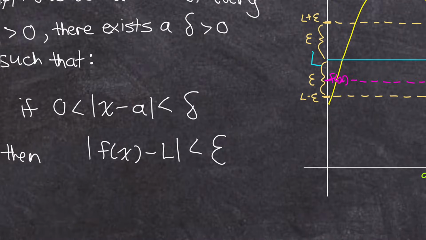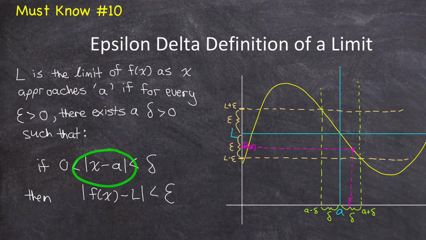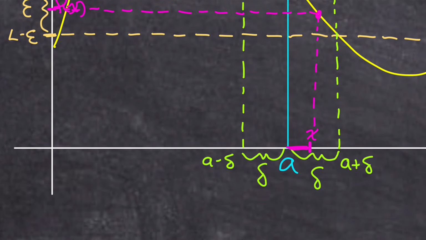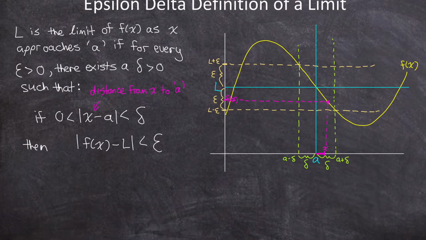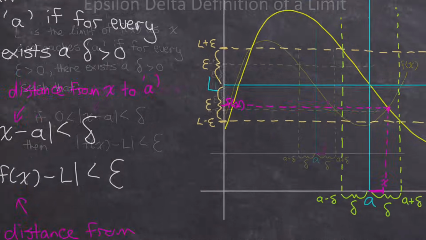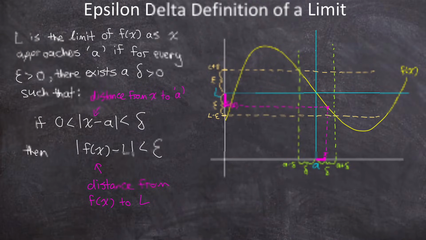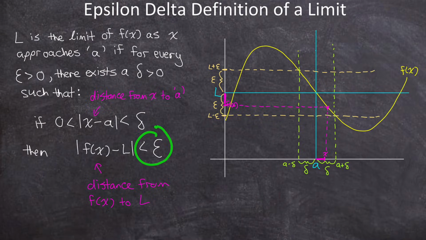And if we look back over to here, the magnitude of x minus a, we're going to interpret that as just the distance from x to a. And if I zoom in on the diagram, that distance from x to a would be this section right here. If that distance is bigger than 0, but less than delta, meaning we pick an x value somewhere within this interval, then we know for sure that the distance between f of x and L, which if I look at the diagram, would be this distance right here, we know that's going to be less than epsilon, meaning that the y value is going to be within epsilon of the limit.